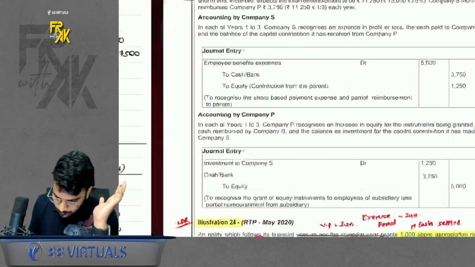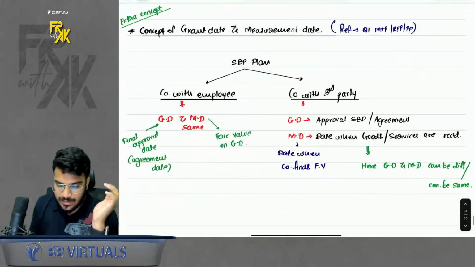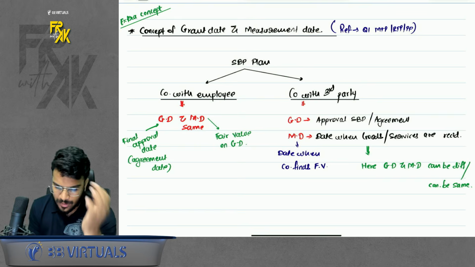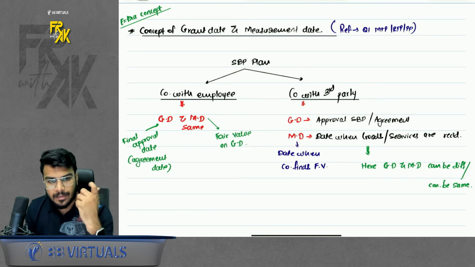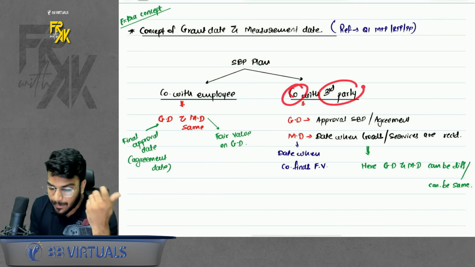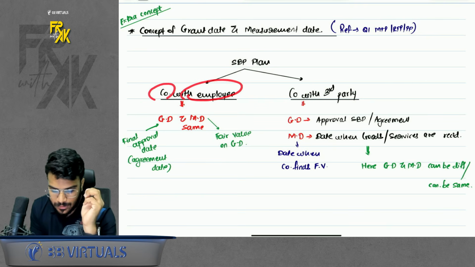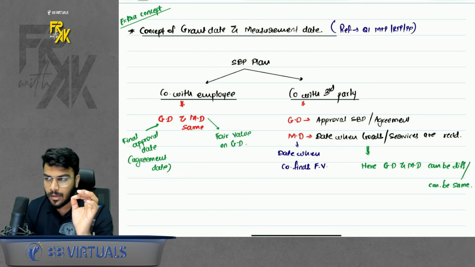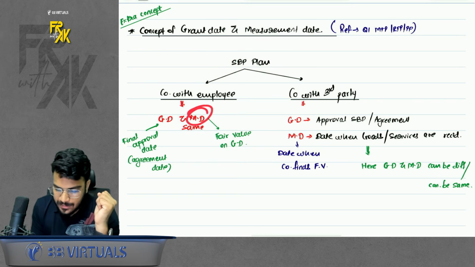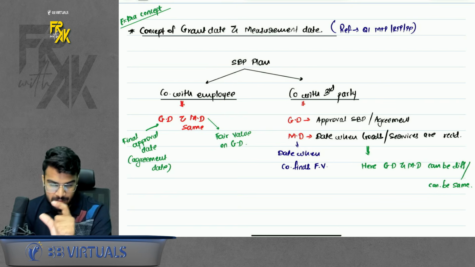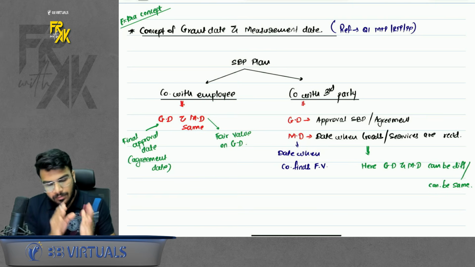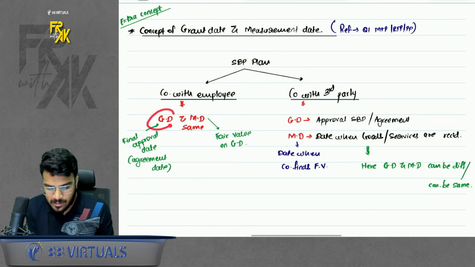Okay, there is one more concept here, that is the concept of grant date and measurement date. We have one question also based on that. Do remember, share based payment can be between company and employee, or between company and third party. In case of company and employee, grant date and measurement date are the same. What is the meaning of grant date? The date when we agree for the share based payment, the final approval date. And measurement date is the date when you calculate the fair value for measuring the SBP. So in case of employee, the day it is a grant date, that day only you calculate the fair value. So grant date and measurement date are the same.